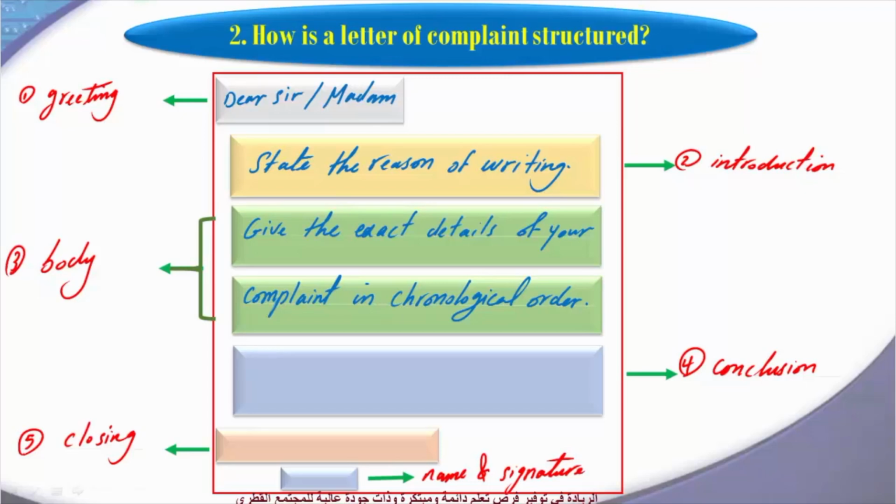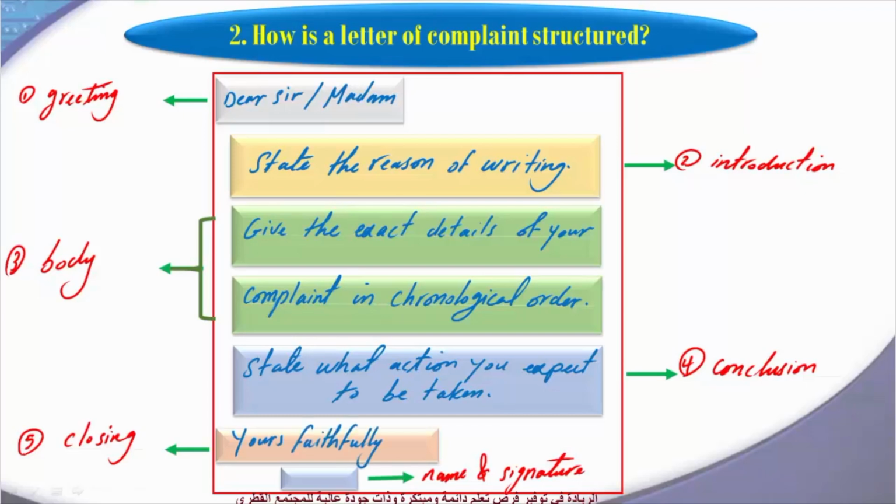Then in the conclusion, you should state what action you expect to be taken. For example, do you want a compensation, you want an apology, or something like that. In the closing, you write yours either faithfully or sincerely. If you know the one that you write for, it should be yours sincerely. If you don't know him or her, you should write yours faithfully. Then you write your full name and your signature.